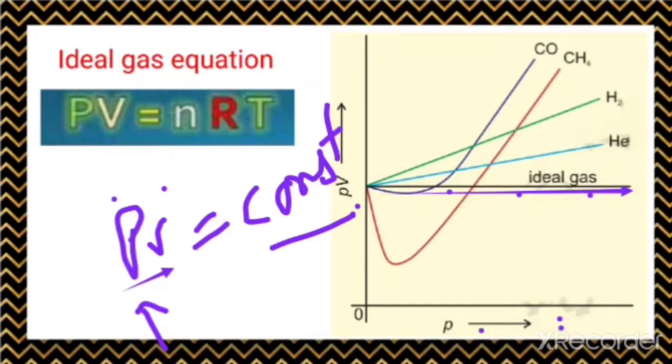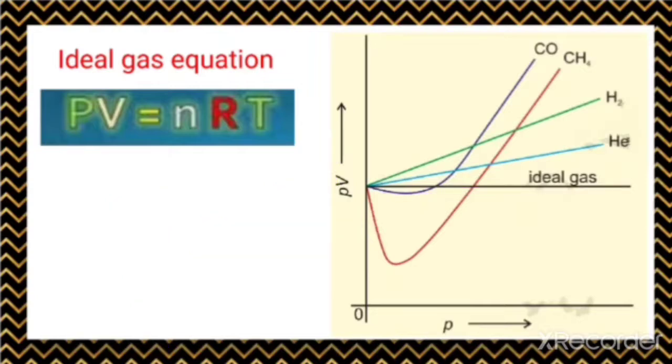But it is seen that at a constant temperature, the PV versus P plot for real gases is not a straight line. For these real gases, it is not a straight line. There is a significant deviation from the ideal behavior. This straight line is showing the ideal gas, in which PV is a constant. So we are representing the ideal gas.